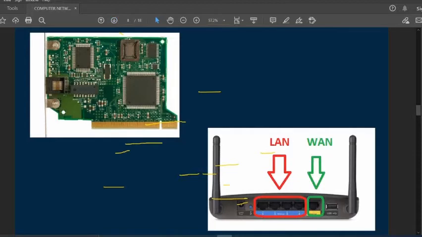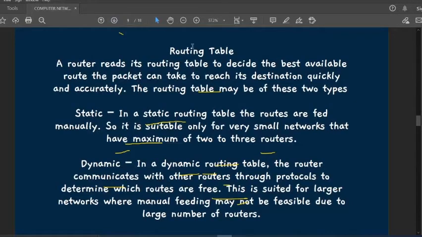This is how the router looks somewhat. This is the LAN port, where the LAN cables are connected, and the WAN. Okay, so moving further, routing table.